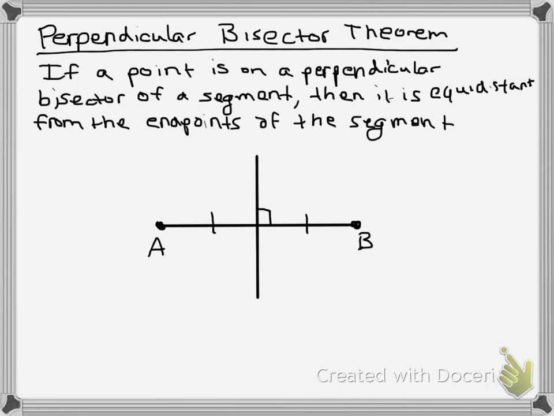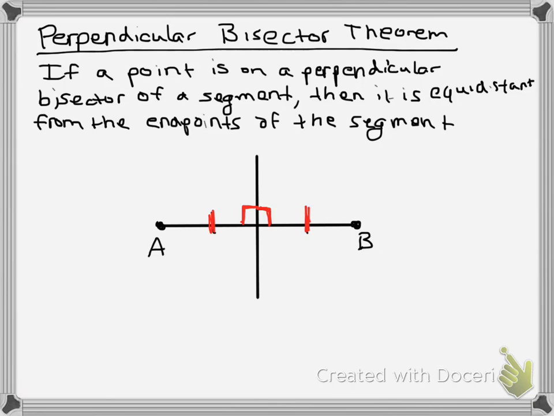So the perpendicular bisector theorem says if a point is on a perpendicular bisector of a segment, then it is equidistant from the endpoints of the segment. So what I have here already is a perpendicular bisector. You can tell it's perpendicular because of the 90-degree angle. That is a very important point. We know that there are two 90-degree angles here, which means it's perpendicular. The two lines here obviously means that those are equal, so it is a bisector.